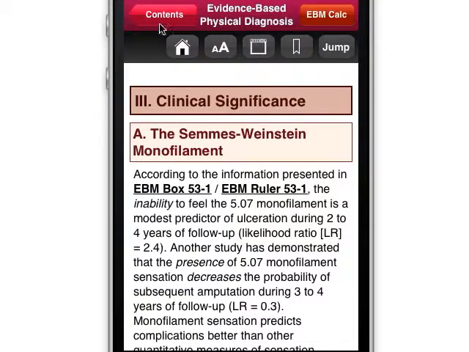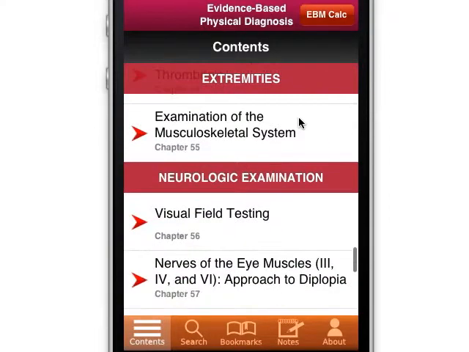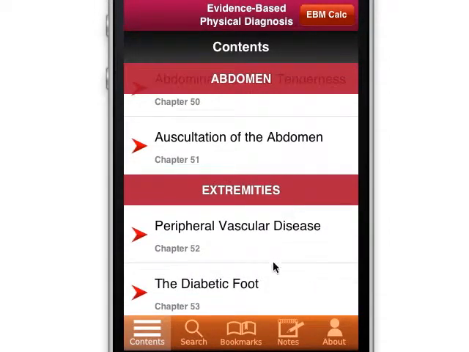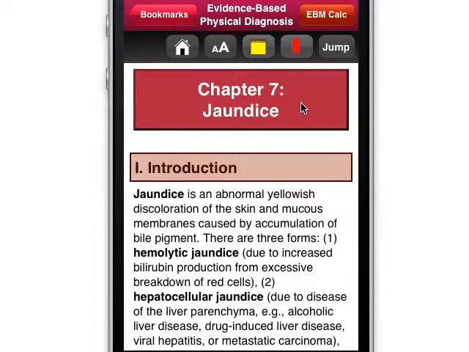Now the other thing is that you may find that certain areas are helpful in your practice more than other areas, and so you could decide to put some bookmarks here. Like I put a bookmark earlier for jaundice, and so if you go to this bookmark, it takes you right to the jaundice chapter, so it's a quick way to navigate.